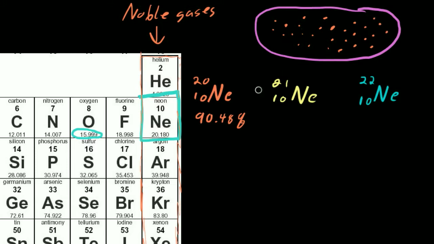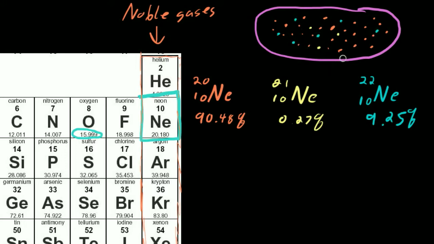I'll just fill that up a little bit more. Then we had neon 21. We said that only 0.27% of the little gas molecules inside of our balloon are going to be this neon 21. I'll draw 3 of them. And then we've got this last stable isotope, which is neon 22. And we figured out that this percent abundance was going to be 9.25%. So maybe we'll have, I don't know, 4, 5, 6.